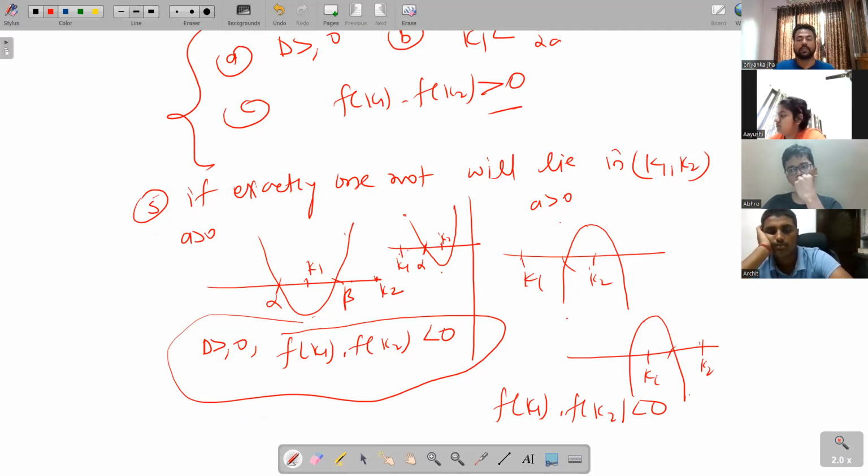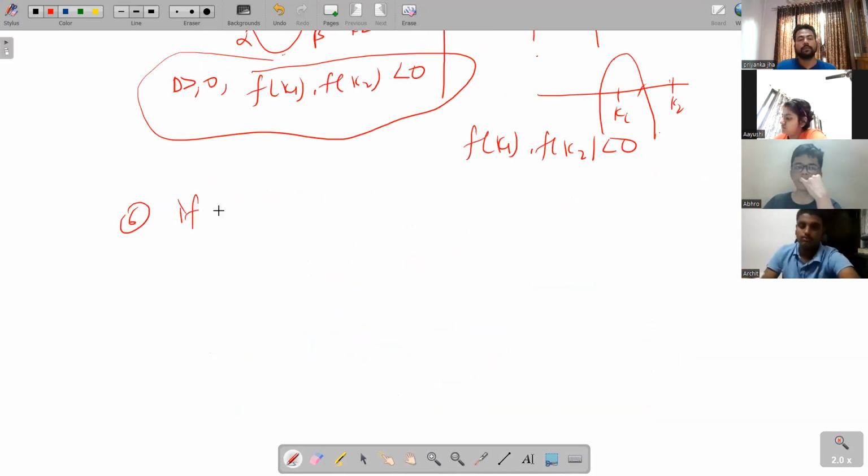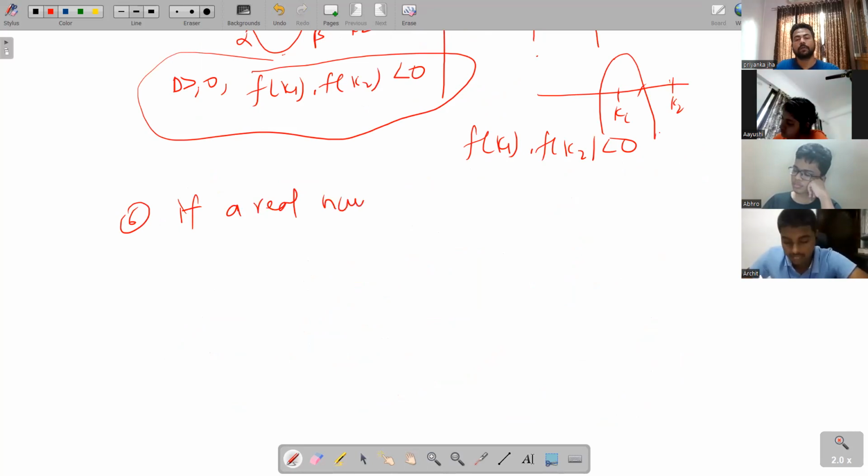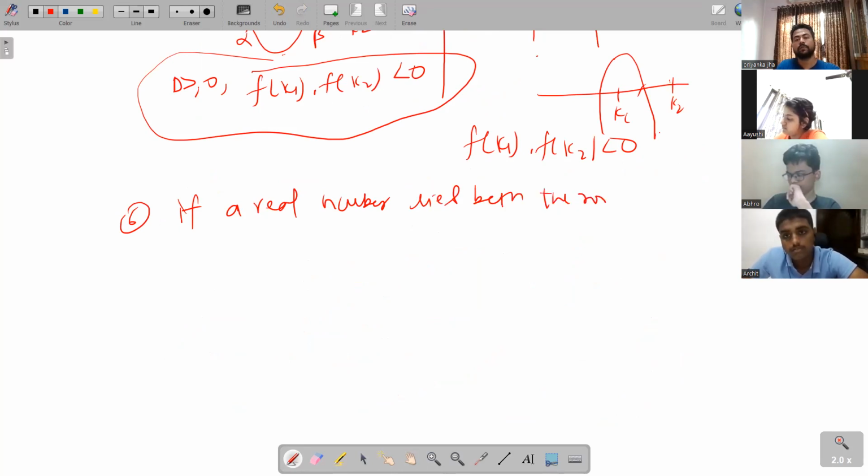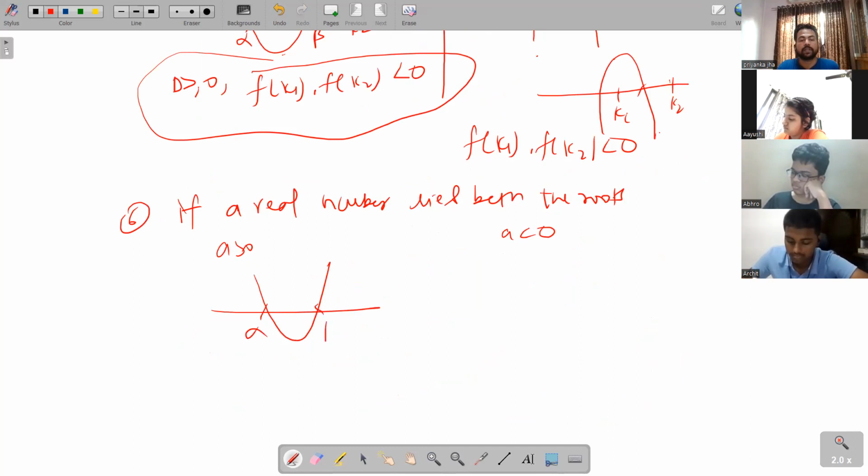Okay. Now, the sixth point is, if a real number lies between the roots. Suppose A is positive and A is negative. So in this case, this is alpha, this is beta. So that number will lie between the roots.